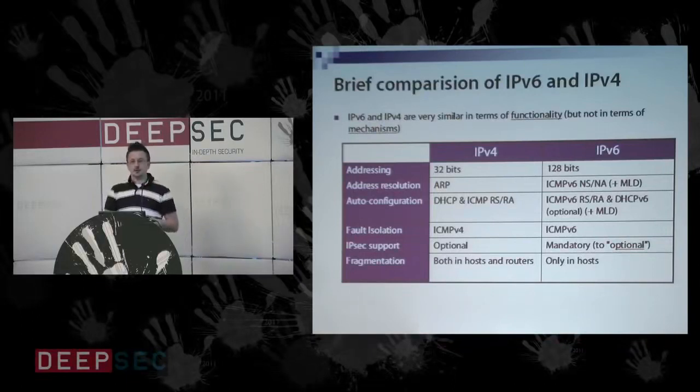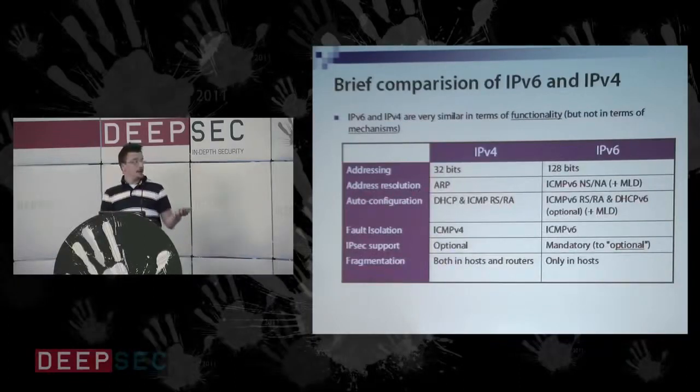In v6, we have two different auto configuration mechanisms. One is based on ICMP messages, whereas the other one is DHCP version 6, which is analogous to DHCP version 4. For fault isolation, that is reporting network errors, we have ICMP version 4 in IPv4, and a similar thing in IPv6. Actually, fault isolation is probably one of the aspects in which these two protocols are most similar to each other.